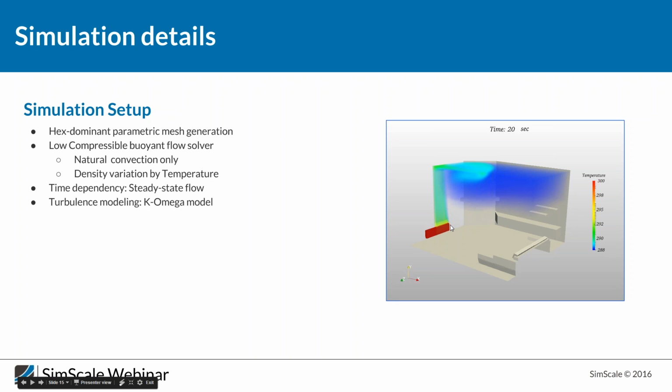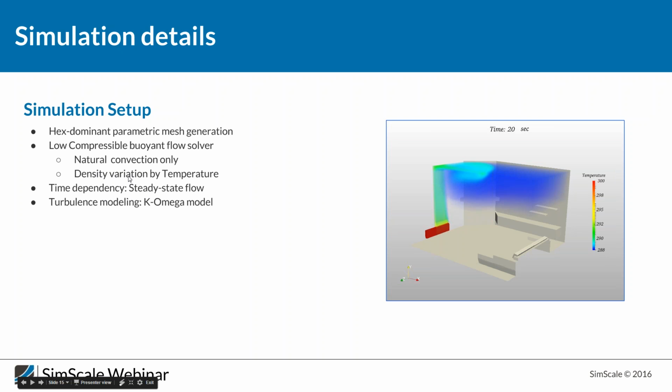We don't have any hypersonic shocks in there, so the velocities are rather low, the Reynolds numbers are rather low, so we can use a low compressible solver that respects buoyancy, because hot air will rise, cold air will go down, so this is important. So it's a buoyant flow solver. Density basically varies with temperature, but it's stiffly coupled with pressure. This is sort of the mathematical words behind it.